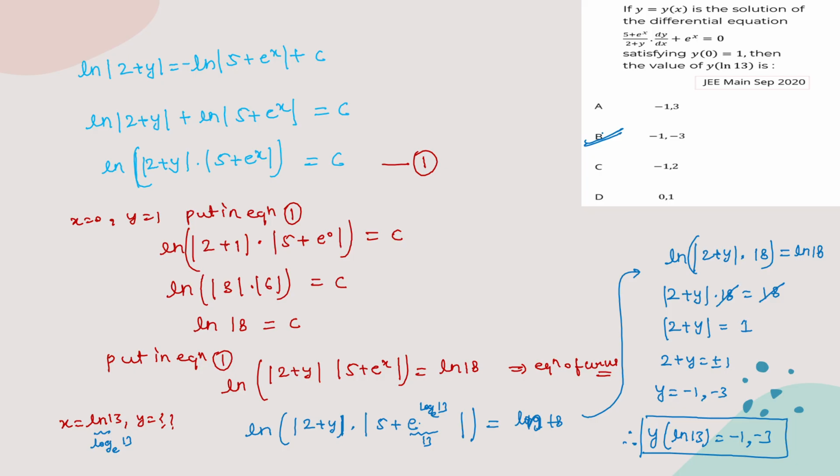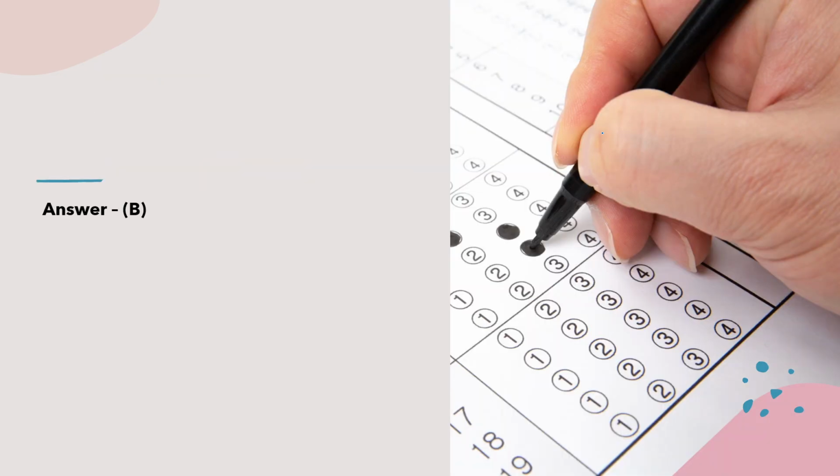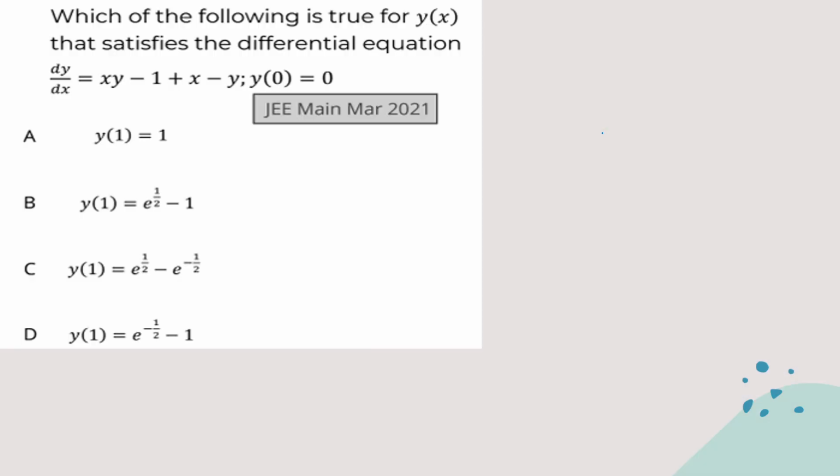Okay, this is clear. Again an easy question. Let's go to the next question. So this was the answer, B option. Next: which of the following is true for y of x that satisfies the differential equation dy by dx is equal to xy minus 1 plus x minus y, and it is given that at x is equal to 0, y is also 0. JEE Main 2021.